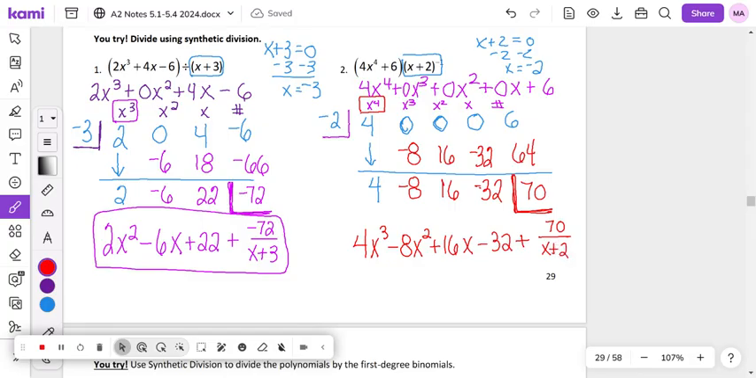So hopefully you did okay with that. That is synthetic division, and that is much better than doing long division.